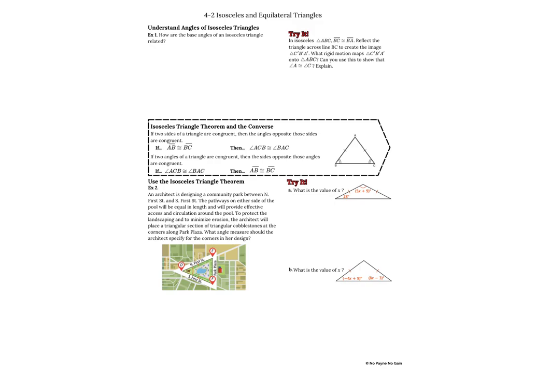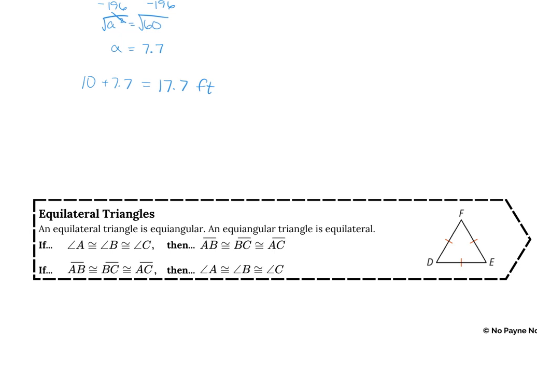Okay, then equilateral triangles. Through the equilateral triangle theorem, we know that if angle A is congruent to angle B is congruent to angle C, then side AB would be congruent to BC and AC. I can see that this is not labeled right, so A, B, and C. Similarly, going backwards, if side AB is congruent to BC is congruent to AC, then we know that angle A would be congruent to angle B, would be congruent to angle C.